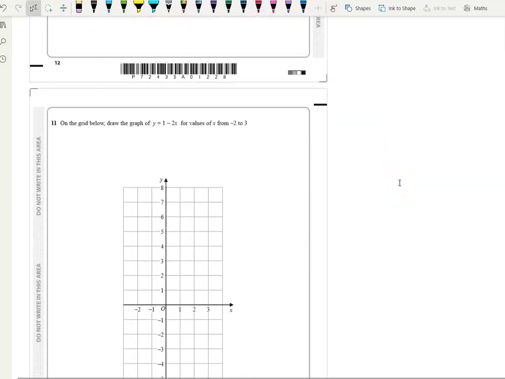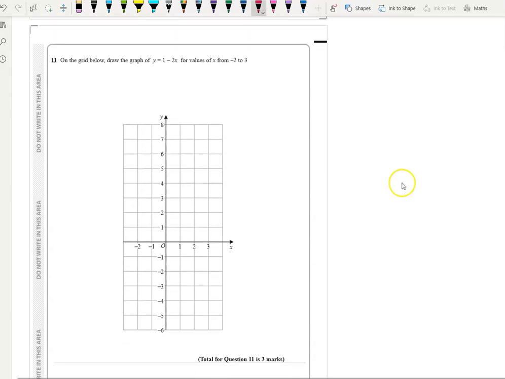Question number 11. On the grid below, draw the graph y equals 1 minus 2x for values of x from minus 2 to 3. So we need to prepare a table of values starting from minus 2 up to 3: minus 2, minus 1, 0, 1, 2, 3. You can replace x by the values of x and find the corresponding value of y.